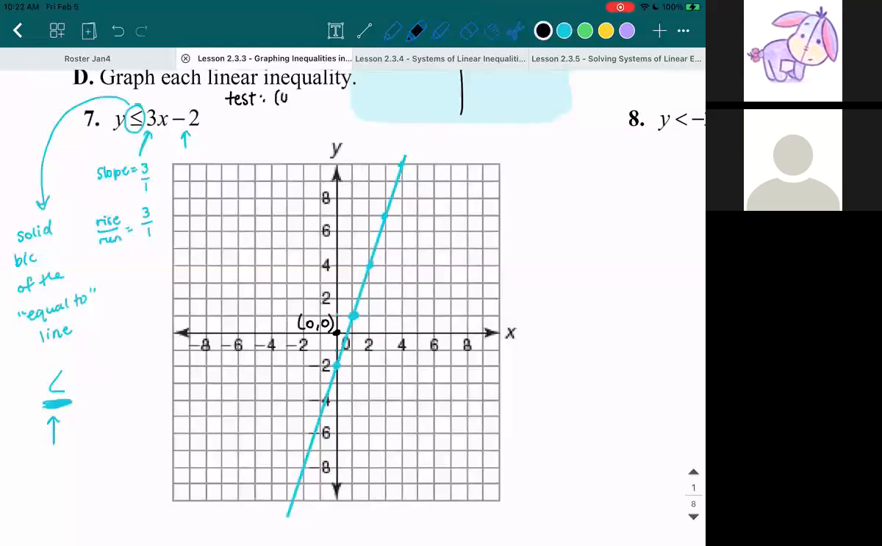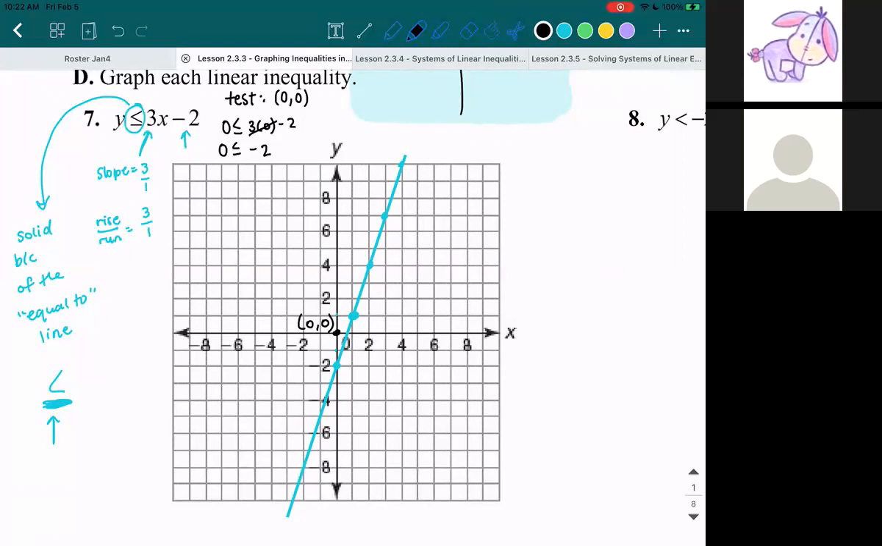Test 0, 0. Okay, so when it says y is less than or equal to 3x minus 2, well, in 0, 0, both your x and y are 0. So I'm going to say 0 is less than or equal to 3 times 0 minus 2. So then simplifying, 0 is less than or equal to, that's nothing. This is negative 2. Okay, so is 0 less than or equal to negative 2?